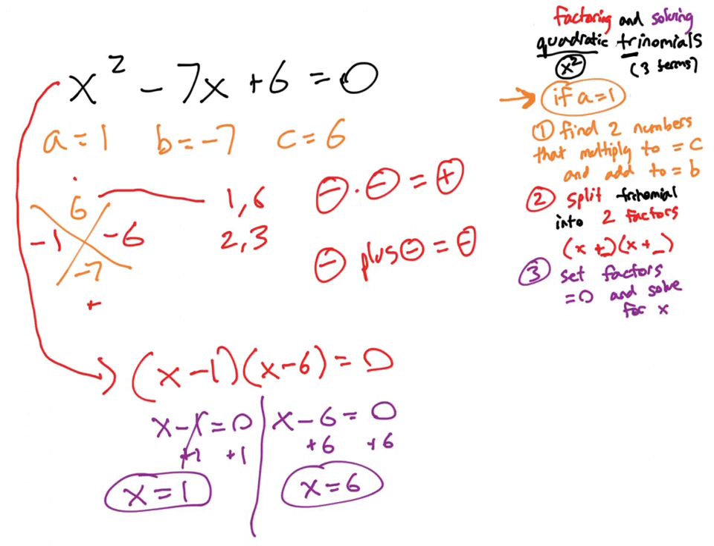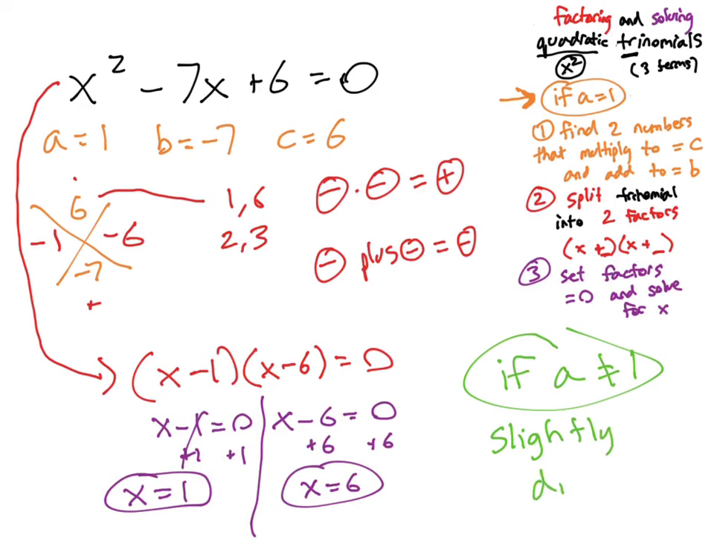Now, if we're trying to factor or solve trinomials where a is not equal to 1, this symbol here, the equal sign with a line through it, means not equal to 1. So if a isn't 1, then we're going to follow a similar method, but with some slight modifications. So I'll put that up in another video if you want to check that out.